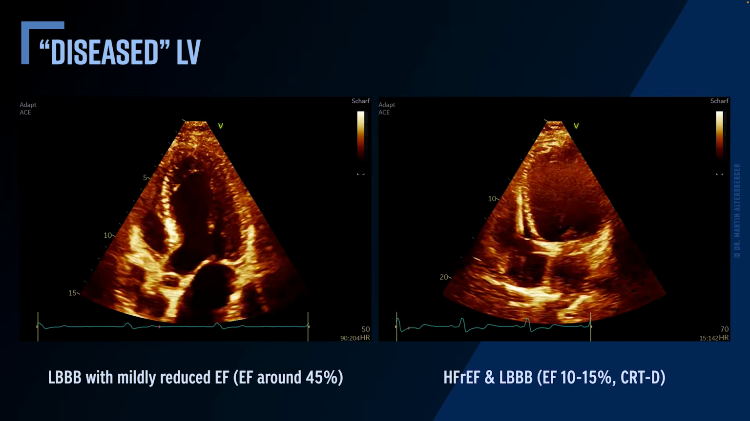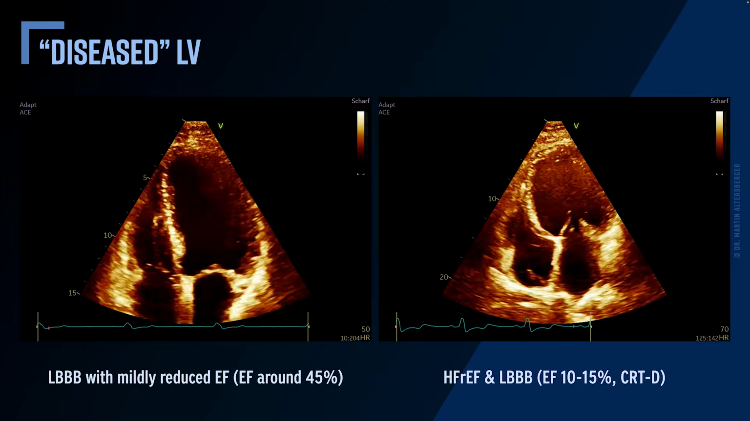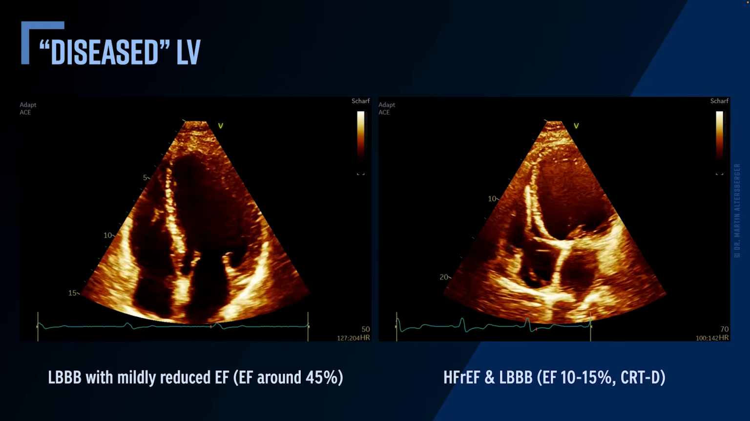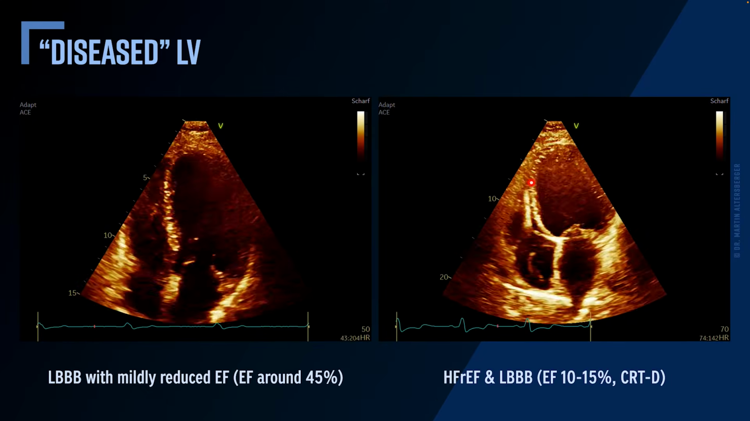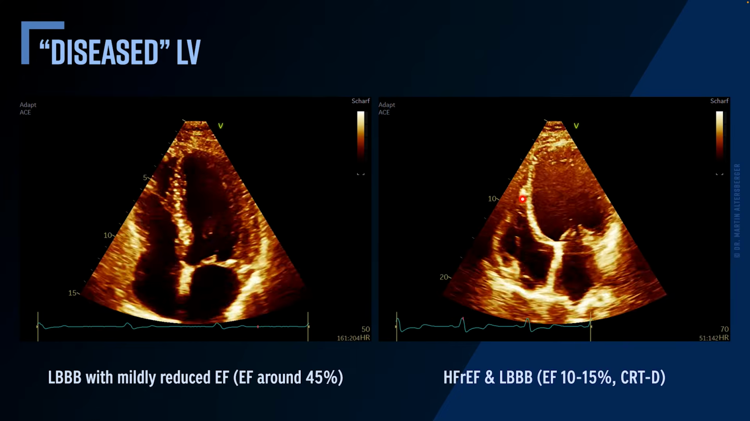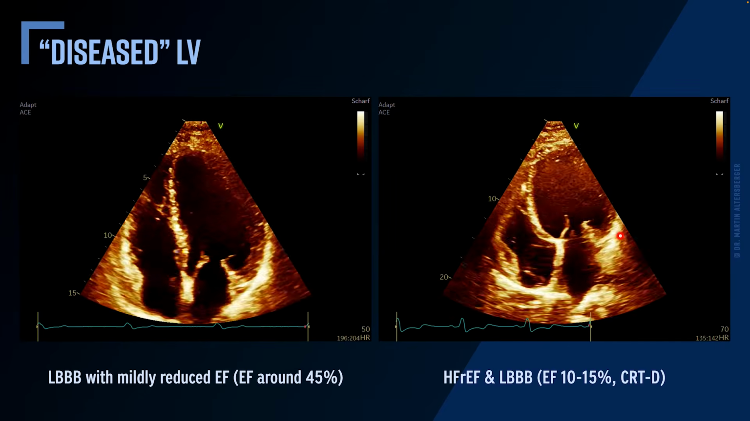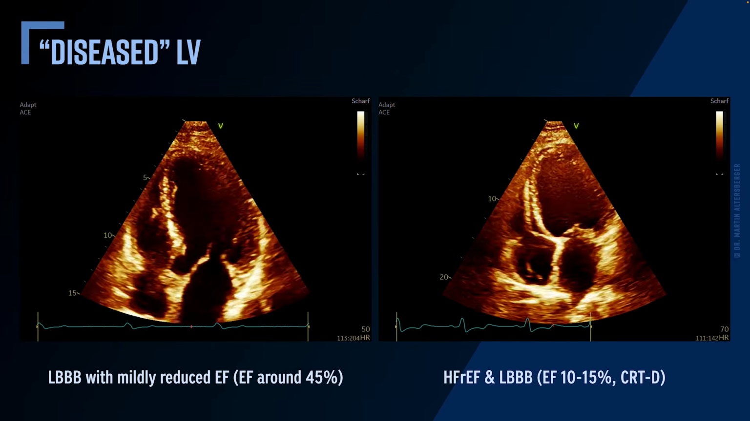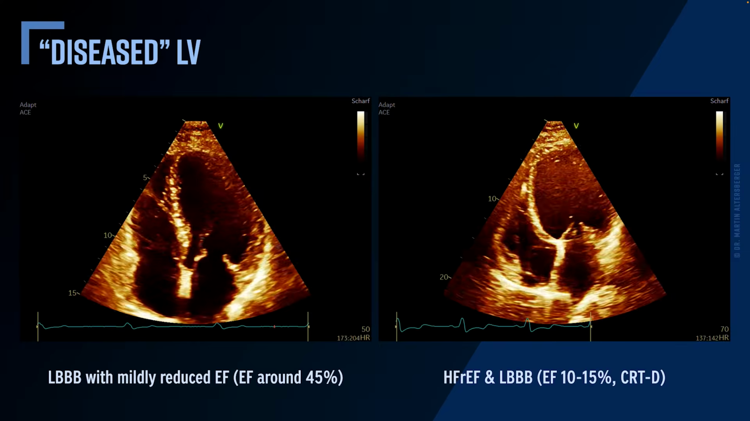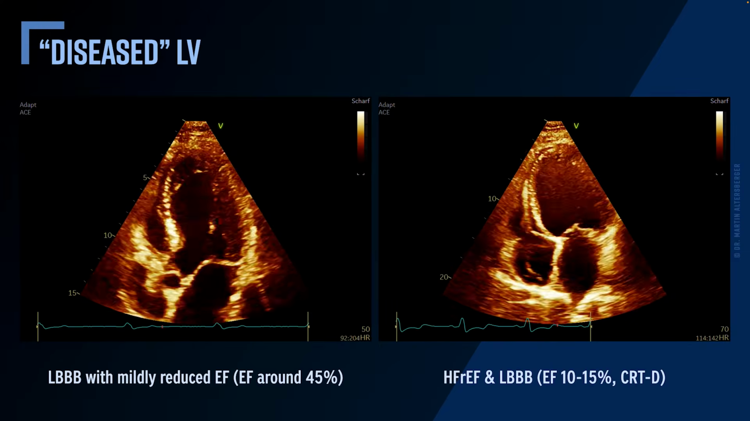So this patient with HFrEF and left bundle branch block received a CRT-D. So we can see the pacemaker leads here into the right ventricle and here in the right atrium and also in the coronary sinus. The coronary sinus lead also quite nicely displayed over here. You still have the severely reduced left ventricular ejection fraction, so another form of a diseased left ventricle.